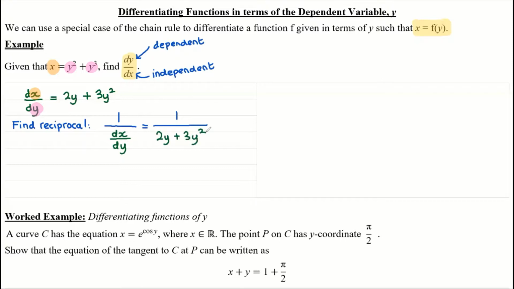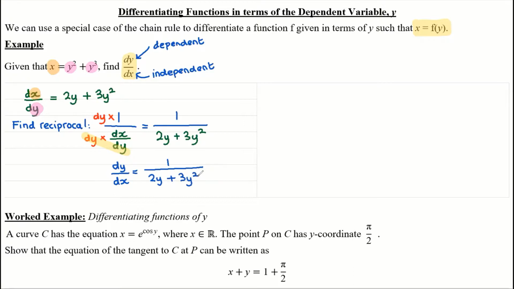Now, to get dy by dx, of course, if you look at the left-hand side, I can multiply the top and bottom by dy. So if I multiply by dy there and by dy there, we get the clearing of the dy in the denominator. So this cancels out and we get dy by dx. And I haven't changed anything about it. So this is my final answer. My final derivative is going to be dy by dx is going to equal 1 over 2y plus 3y squared. Now, that's the best we can do.